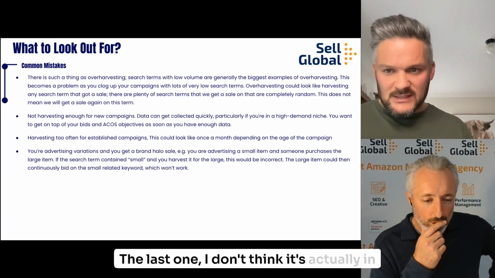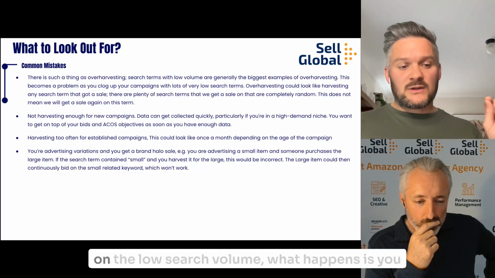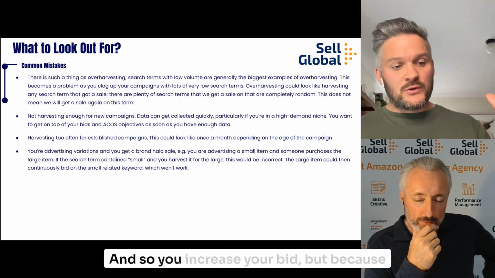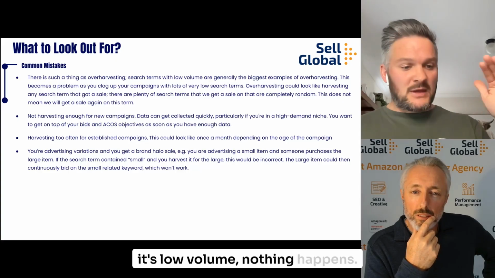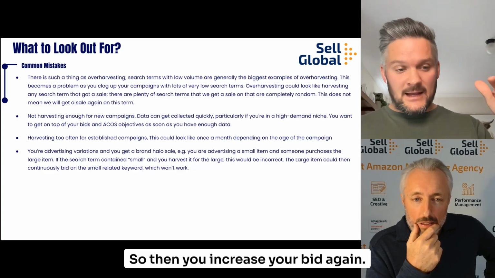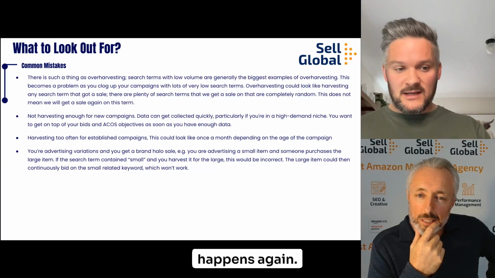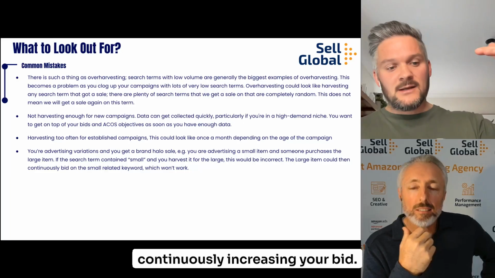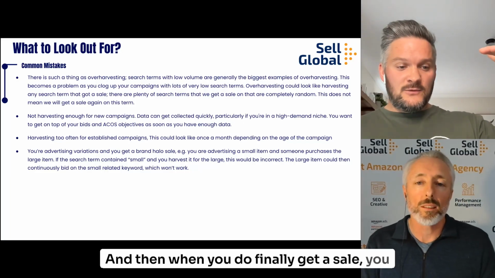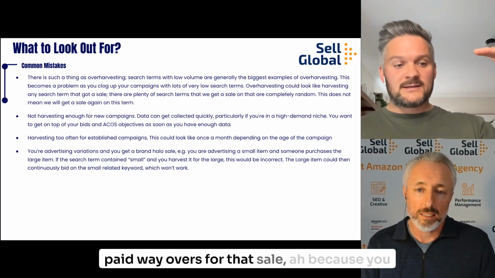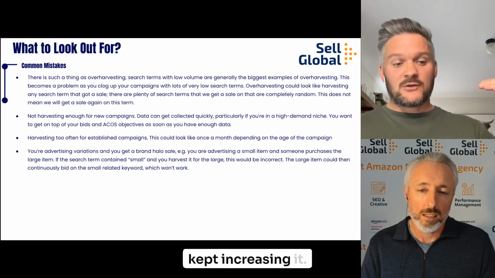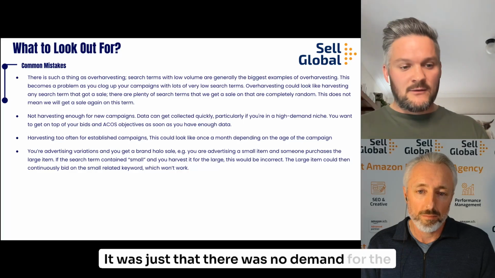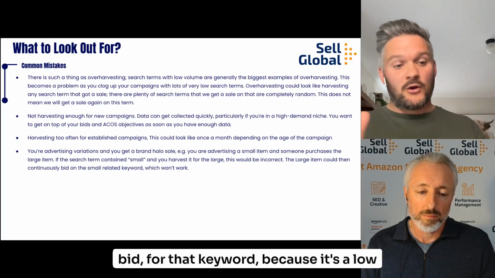The last one, I don't think it's actually in here, but it's a bit nefarious. On low search volume, what happens is you get a sale, the ACOS looks really good, and so you increase your bid. Because it's low volume, nothing happens. So you increase your bid again. Again nothing happens. Then you increase your bid again. Over time, you're continuously increasing your bid. And when you do finally get a sale, you paid way over for that sale, because you kept increasing it. It wasn't that the bid was too low. It was just that there was no demand for that keyword, because it's a low volume search term.